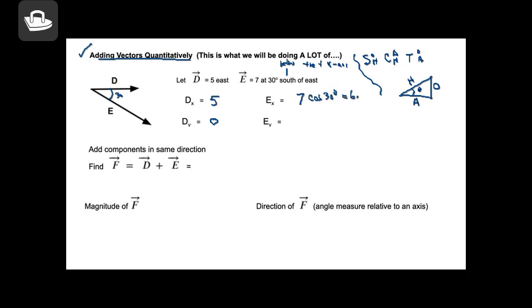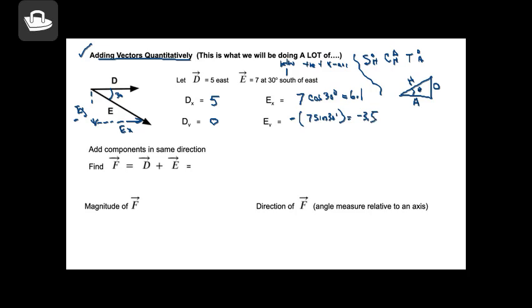And E sub y, in this case, is being pointed downward. So remember, this is my E sub y, and this is my E sub x. I drew in my components to that. This one is going to be negative, so I need to make sure that I put that negative sign in conceptually. Then I'm going to take 7 times the sine of 30 degrees, and that is going to be minus 3.5 units. So now we want to add the components in the same direction.